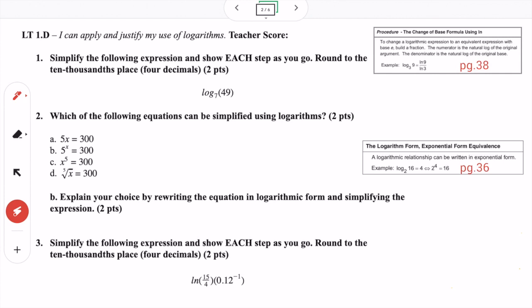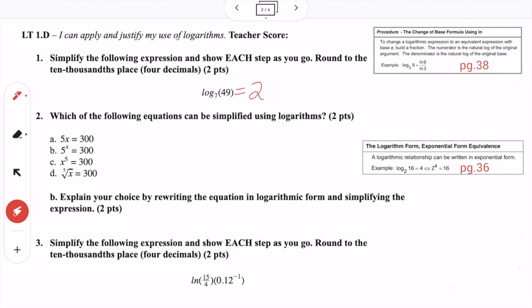I'll admit there's not very many steps to show for this one. You can actually type it directly into your graphing calculator if you use the log base button, and you should get the answer of 2. That's worth 2 points there for getting that correct answer. I've also copied and pasted the change of base formula here on the right from our textbook.